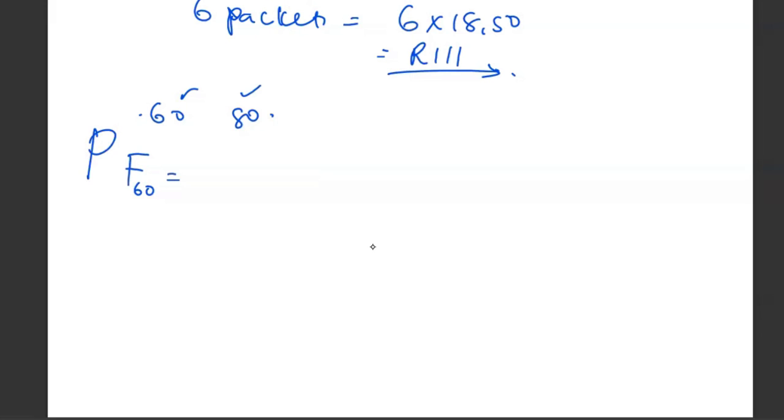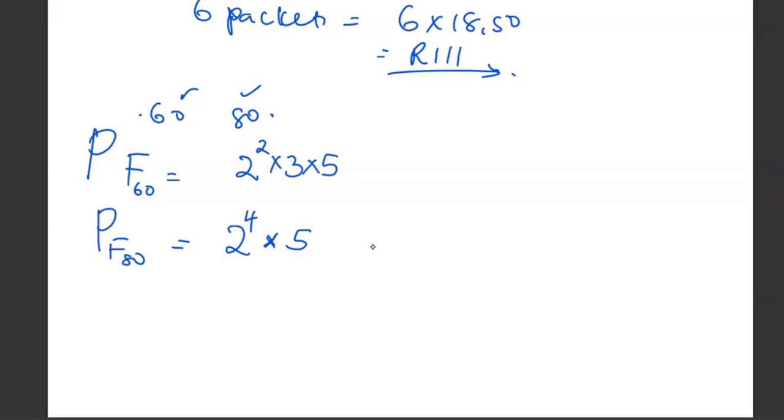So 60 equals, then I press the shift and then the factorization button. I'm getting 2 squared times 3 times 5. And then prime factors of 80, I'll do the same thing. That is shift and then the factorization, I'm getting 2 to the 4 multiplied by 5.